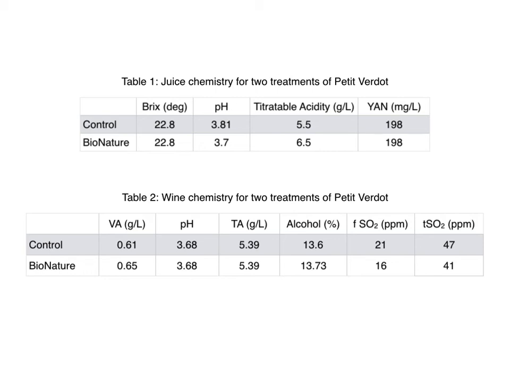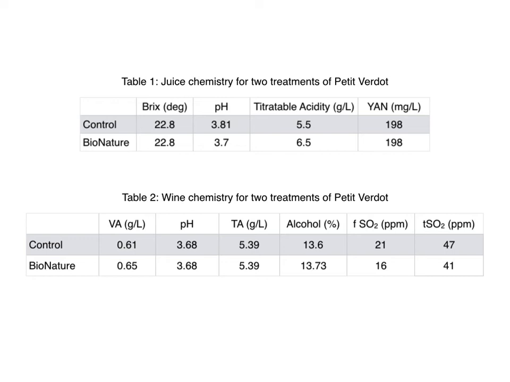And in this case, we have slightly higher volatile acidity with Bio Nature, but again, that difference of 0.04 is not a big difference at all, and we would really need to do this multiple times to see if that's a real difference or just a random difference between the two. But either way, it doesn't seem like we have a significantly large amount of spoilage there, considering that we did have some cold soak in these particular grapes.